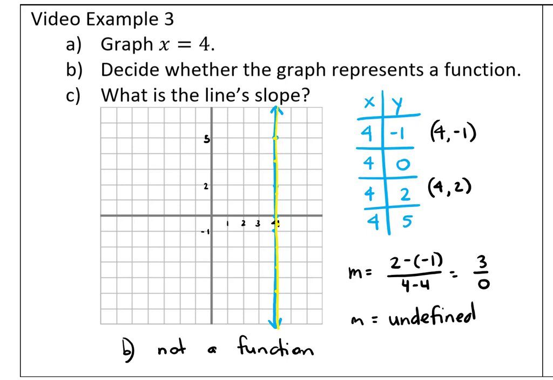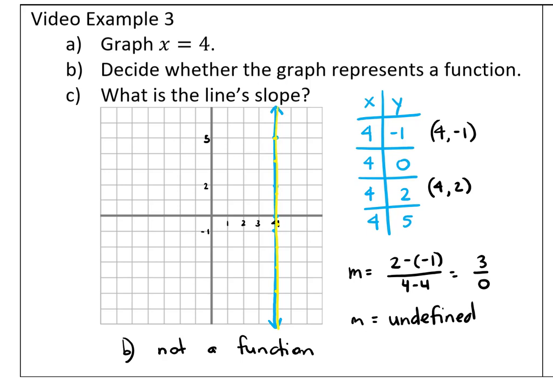And because it's not a function, and we see that the slope is undefined, we can sort of correlate that a little bit. Whenever we have a function, we should be able to tell the slope of a line. And if we're not able to tell the slope, if it's undefined, then we know it's not a function, because then it would draw a vertical line and it would fail the vertical line test. We have more than one output for every input 4.